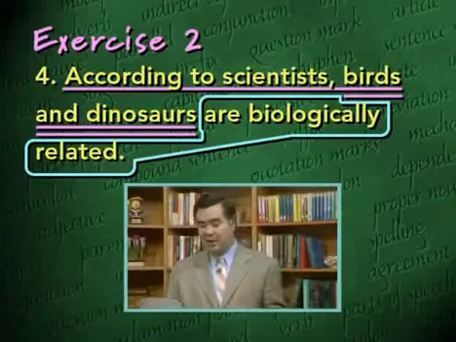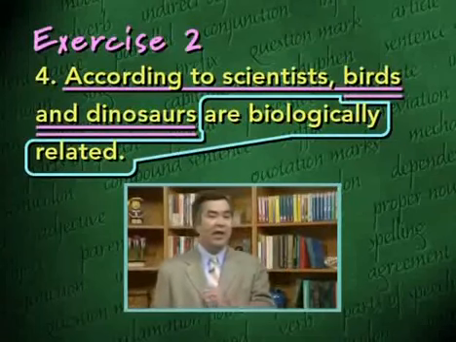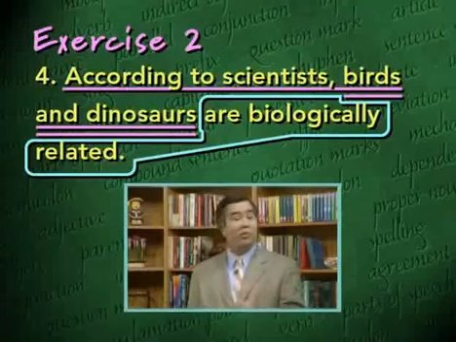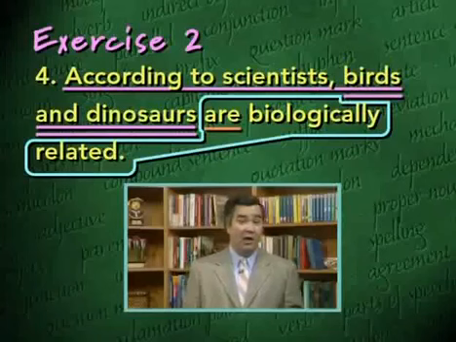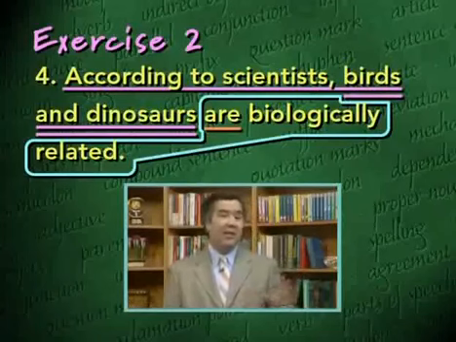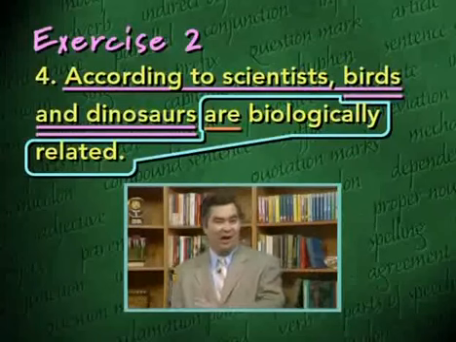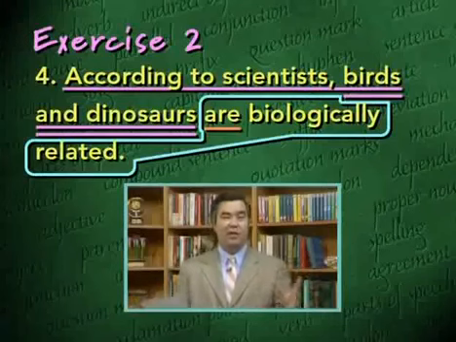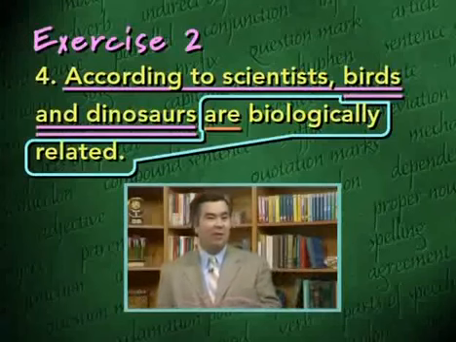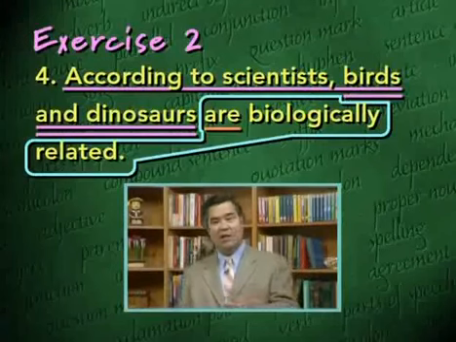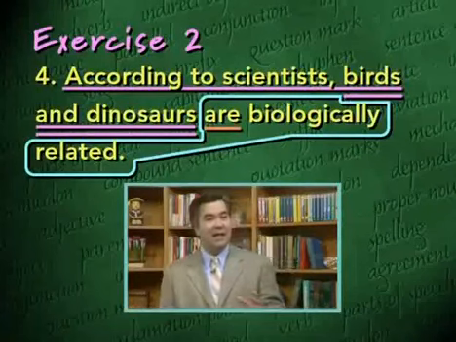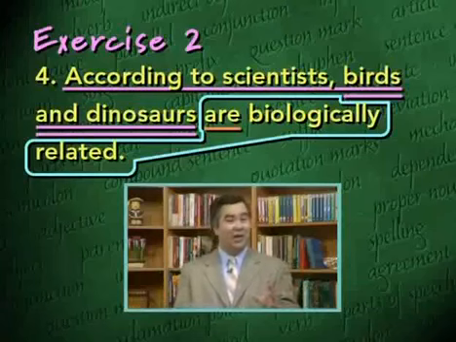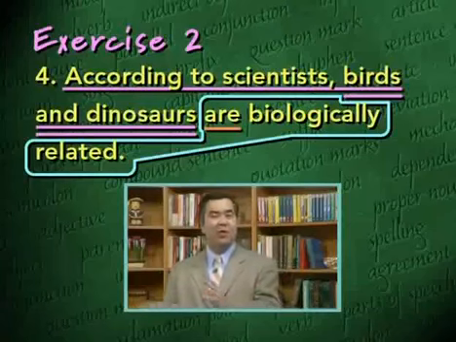Looking at the predicate, what's the most important word, the verb in this predicate? The verb is are. What the sentence is about is something that birds and dinosaurs are. And all the remaining words in the sentence give more information about that. They tell us where this information comes from, namely scientists, and they tell us what the birds and dinosaurs are. They are biologically related.